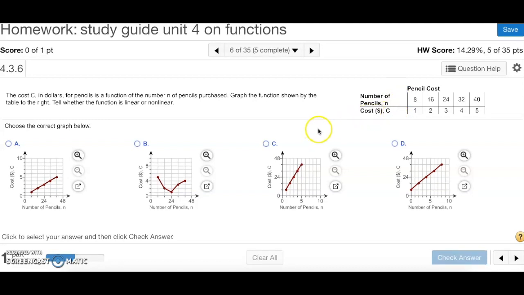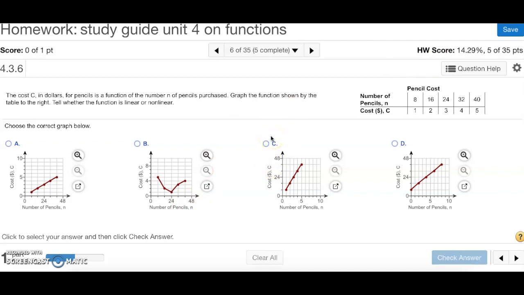So now looking at our graph, you got to see which one it'll be. For the cost, we're going up by 1 each time. For pencils, we're going up by 8 each time. So the rate of change is constant. That means it's going to be a line, so it can't be B, because B is not a line.